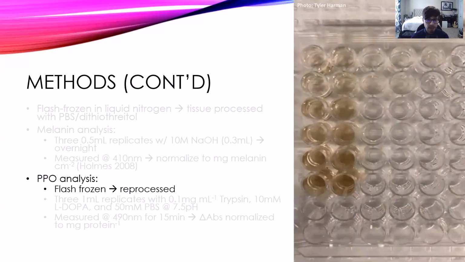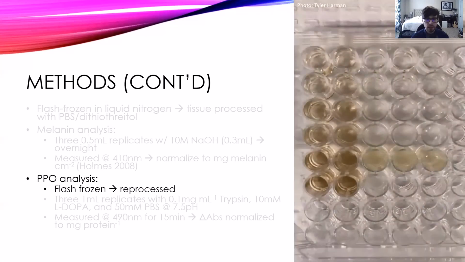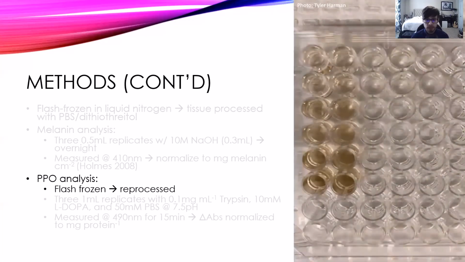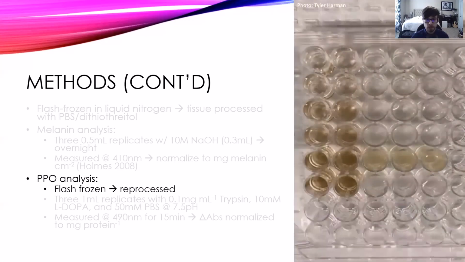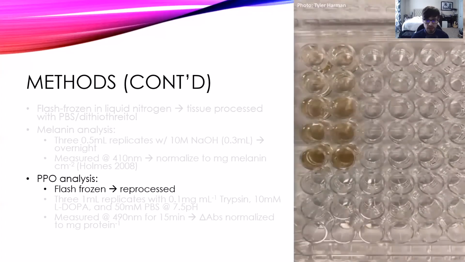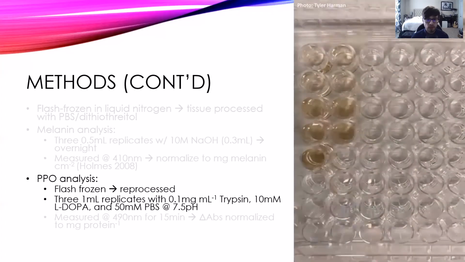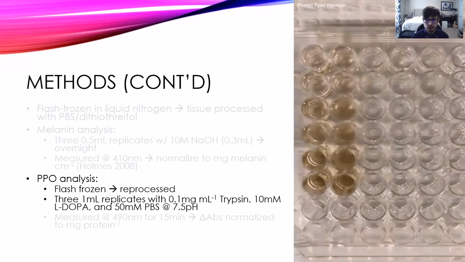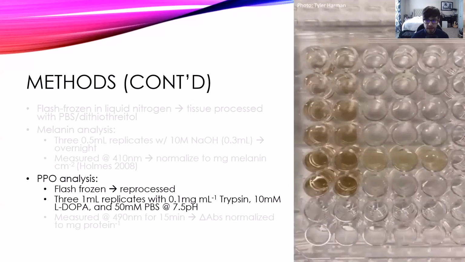And for the prophenyl oxidase analysis, after the aliquots for the melanin analysis, we took these samples, flash froze them once again, and extracted the proteins out of each sample. After this extraction, we took 3 aliquots and stored them in a -80 freezer until further analysis.